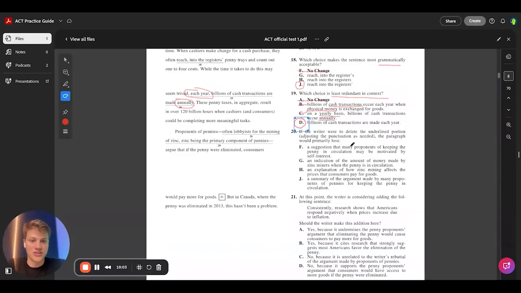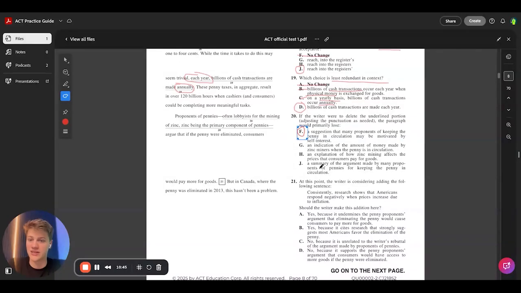Question 20. If the writer were to delete the underlined portion, adjusting the punctuation as needed, the paragraph would primarily lose. So this is clearly a reading comprehension question, and we have to answer what the paragraph would lose. So we have to describe what the underlined portion really is here. A suggestion that many proponents of keeping the penny in circulation may be motivated by self-interest. This is clearly going to be the correct answer because the underlined portion is saying that lobbyists are the proponents of pennies, and lobbyists being people who mine zinc, and zinc makes pennies.